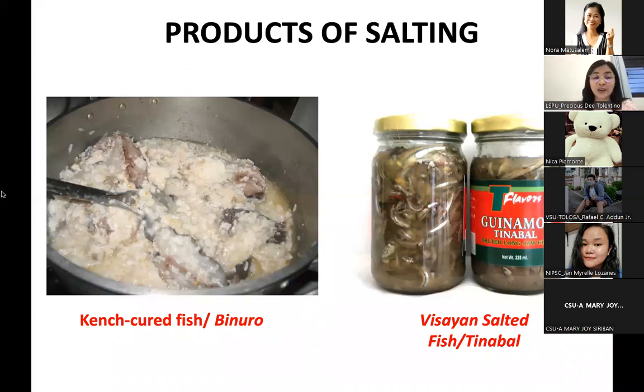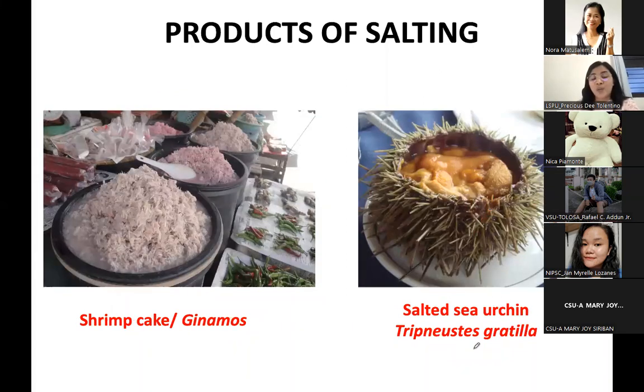Okay, so these are the products of salting. Kilala natin ito. This is a burong isda. This is tinabal. I know all of you have already done this. Nakagawa kayo nito sa inyong mga laboratories, sa inyong school. We have the shrimp cake or the ginamos. Nakikita natin ito sa ating mga public market. And the salted sea urchin, ayan siya, yung itsura niya. Preserved na din siya. Nilagyan siya ng salt. So these are just some example of the products of salting.